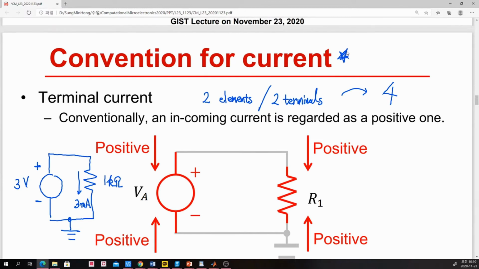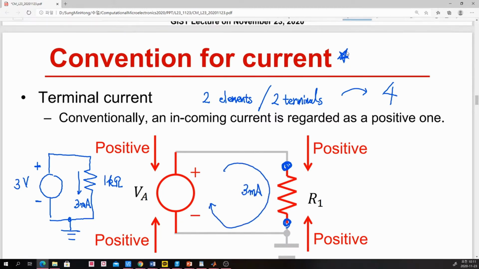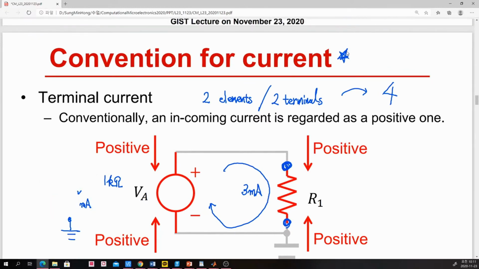Okay, for the voltage source, we can define 2 different terminal currents, for its positive plus terminal and minus terminal. And even for the resistor, we can define the terminal current for this terminal and this lower terminal. And let's say that we have 3 milliampere in this direction. Then what will happen to our terminal values? So can you say clearly?